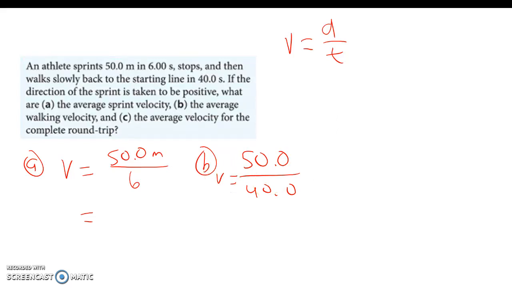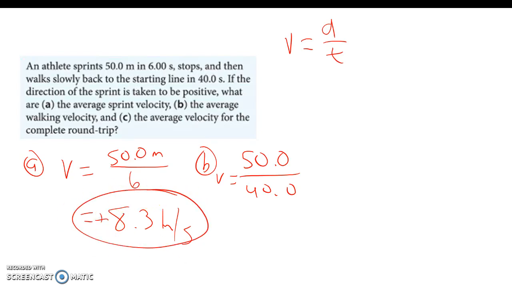So let's look here first and do the math. We take 50 divided by 6, and we get 8.3 meters per second. Now we said we're going to take the direction of the sprint to be positive, so it's going to be positive 8.3 meters per second while sprinting. Now when he walks back, we take 50 divided by 40, and his velocity walking back is going to be 1.25 meters per second. But since he's walking back to the left, it's going to be a negative velocity.